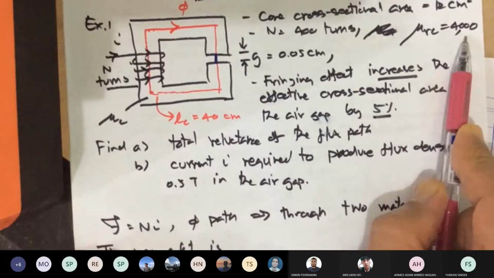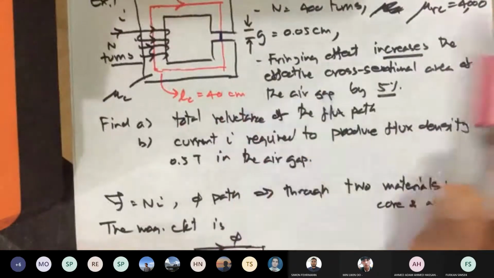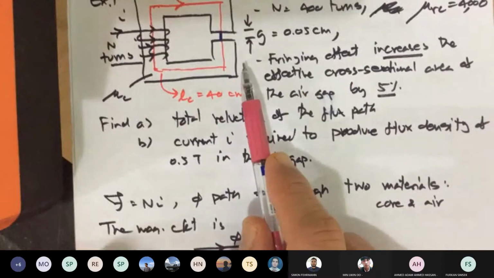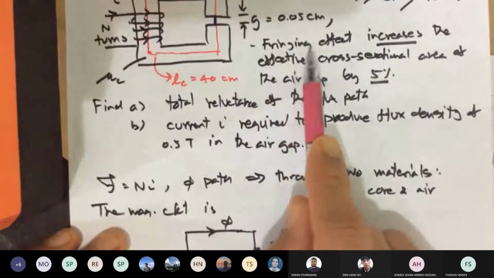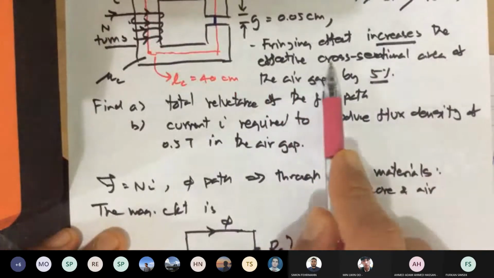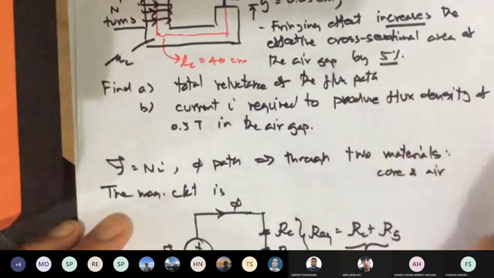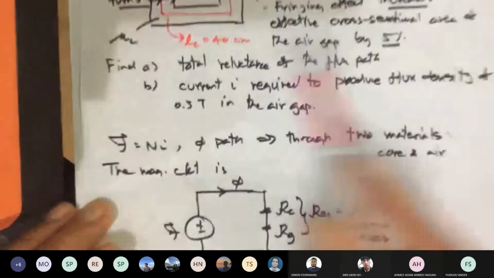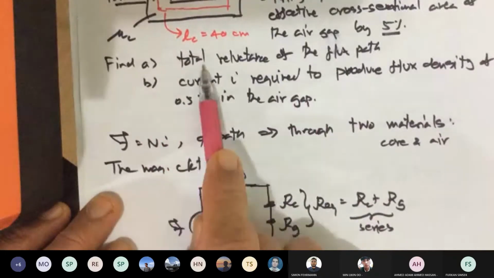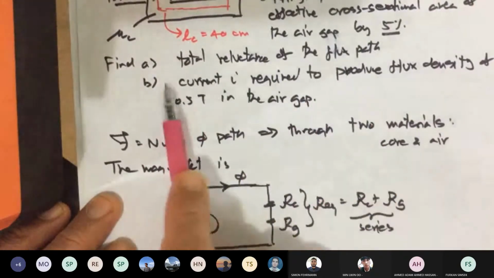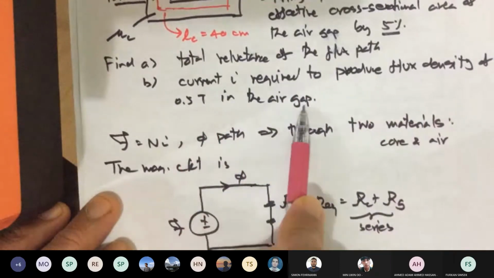Now, we talked moments ago that the fringing effect is neglected. In this example, it is not neglected. The problem states that the fringing effect increases the effective cross-sectional area of the air gap by 5%, so you have to take that into account. This problem is asking for two parts. A, the total reluctance of the flux path. B, the current required to produce a flux density of 0.5 Tesla in the air gap.